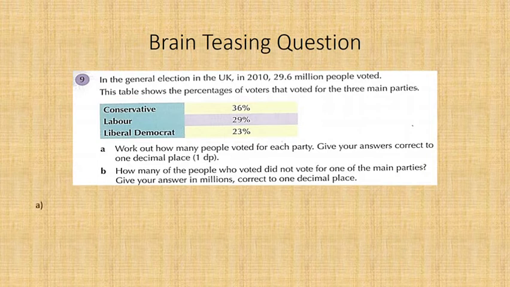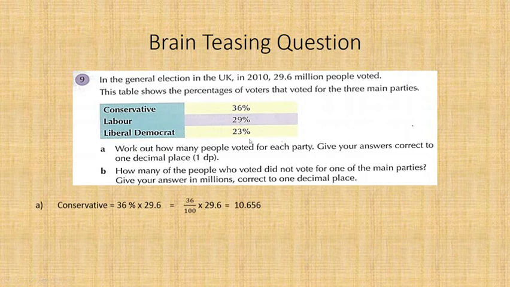So first of all, I need to get the number of people who voted for each party. I will start with the first one, Conservative. It's 36% times the total number of people who voted, which is 29.6 million. So 36% times 29.6 means 36 over 100 times 29.6. You can use the calculator, or you can make it 0.36 as a decimal and multiply by 29.6 and get the answer. The answer here is 10.656.